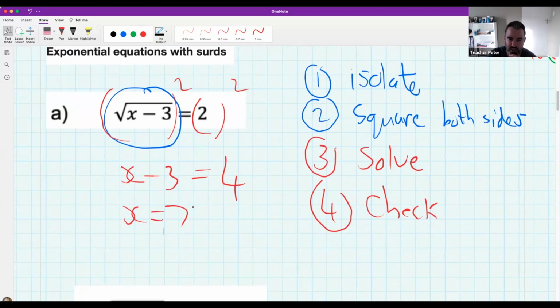And then what we do is we check. If I put 7 back in here, 7 minus 3 is 4. The square root of 4 is 2. And so we can say the left-hand side does equal the right-hand side. And so the solution is valid.